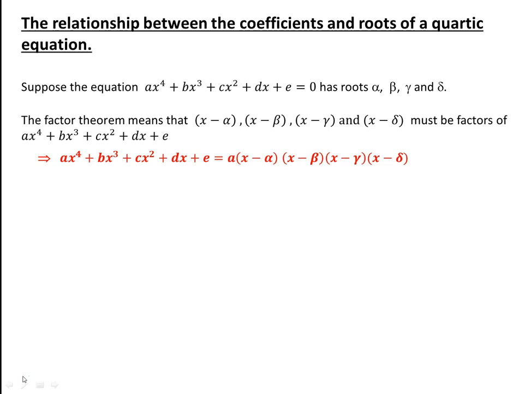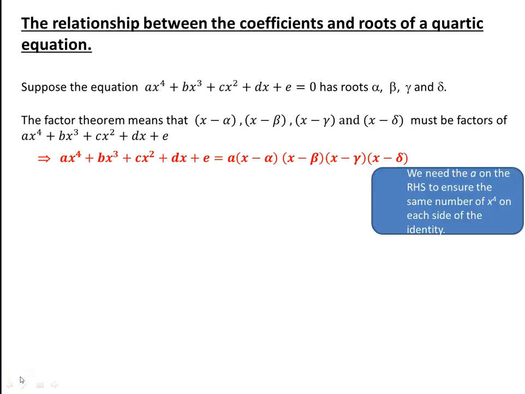So we can write ax to the 4 plus bx cubed plus cx squared plus dx plus e must equal a times (x minus alpha)(x minus beta)(x minus gamma)(x minus delta). Now we need the a on the right hand side just to make sure that we've got ax to the 4 on the right hand side in the same way as we've got ax to the 4 on the left hand side. Now we need to think about the multiplying out of these brackets.